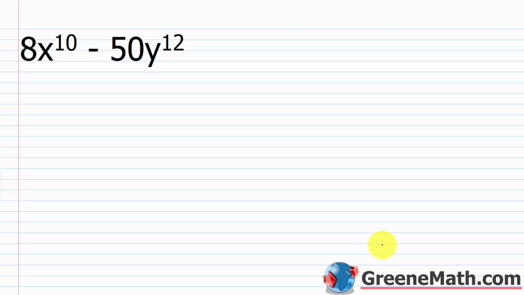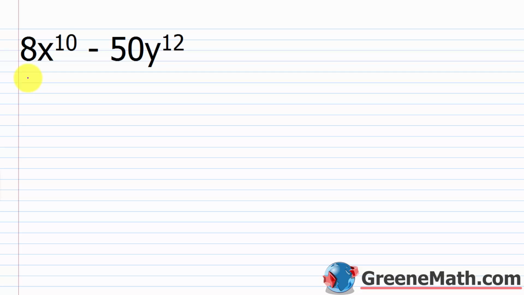All right, let's take a look at another one. So we have 8x to the 10th power minus 50y to the 12th power. Now, if I look at 8, that's not a perfect square, right? And if I look at 50, that's also not a perfect square. That means that there's no rational number that I can multiply by itself to get 8. There's no rational number that I can multiply by itself to get 50. But 8 and 50 are each divisible by 2.